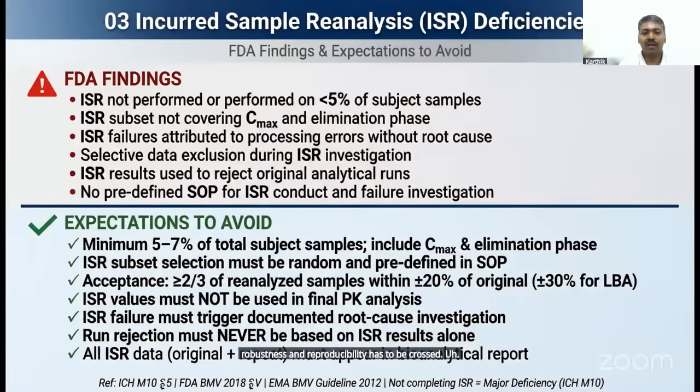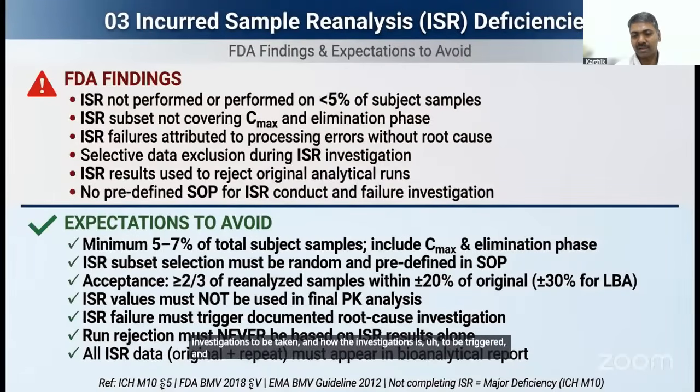Selective data exclusion during ISR investigations: for this also, FDA has given points. We cannot exclude data like that. If anything is to be investigated, we have to carefully mention in our SOP in which cases the investigations are to be taken, how the investigations are to be triggered and how final investigations will be accepted. It has to be defined in the SOP.